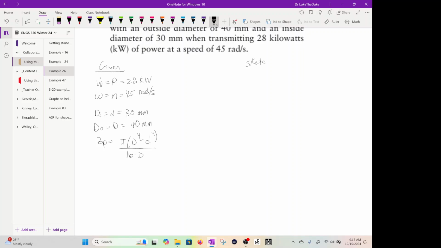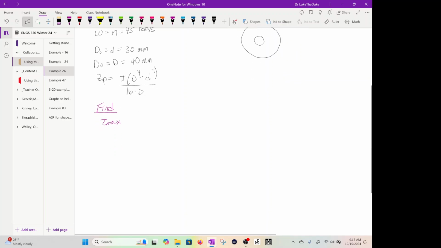Sketch, we have a hollow shaft. All right, we're going to look for tau max. So let's get to the solution.